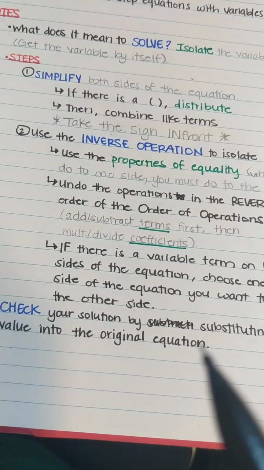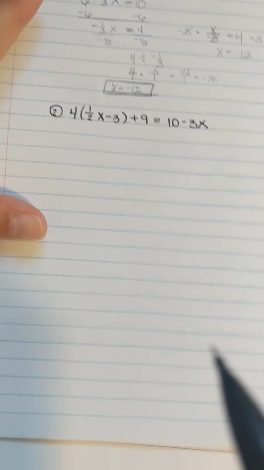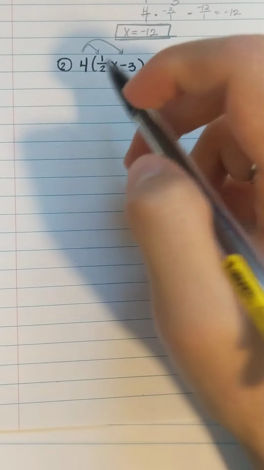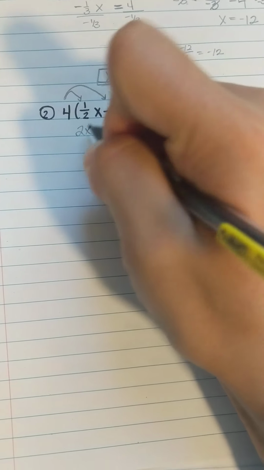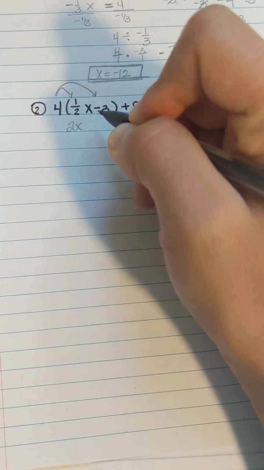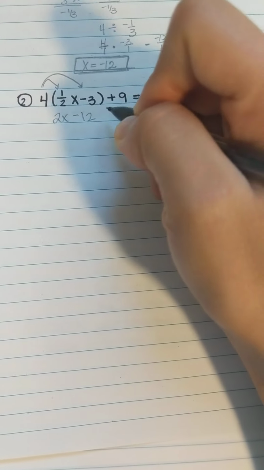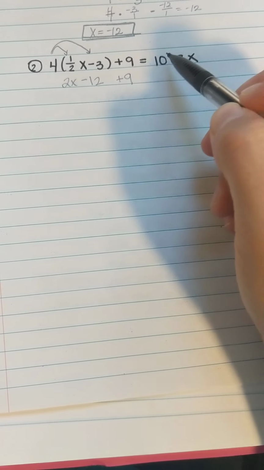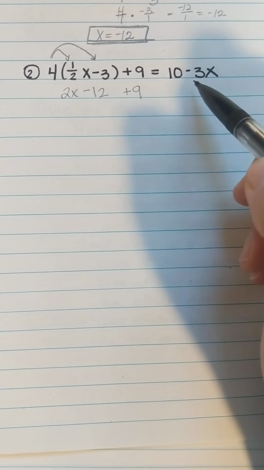If there are parentheses, then we want to distribute. So I see parentheses, so my first step is to use that distributive property. That means I'm going to multiply out the 4 to every term inside the parentheses. 4 times a half is 2x. 4 times negative 3, so make sure I include that sign, that's minus 12. And then I can carry down the plus 9. Now the right side of this equation is already completely simplified, so I don't have to worry about doing anything to the right side right now.